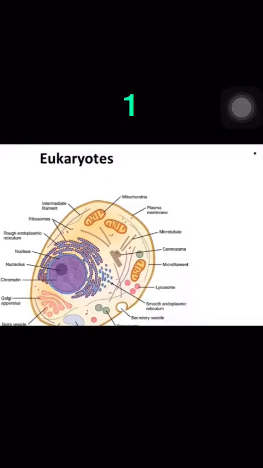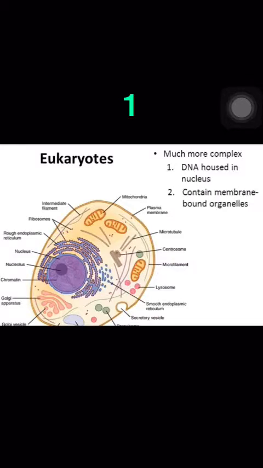First of all, the eukaryotes. These cells are typically much more complex. And what makes them more complex is that their DNA is housed in a protective nucleus. You'll often hear the definition of a eukaryote is a cell with membrane-bound organelles. That's another reason why they are more complex. Well, what do we mean by membrane-bound organelles?